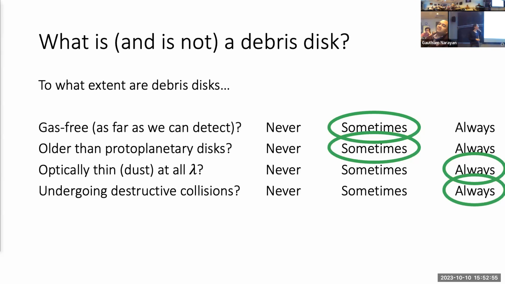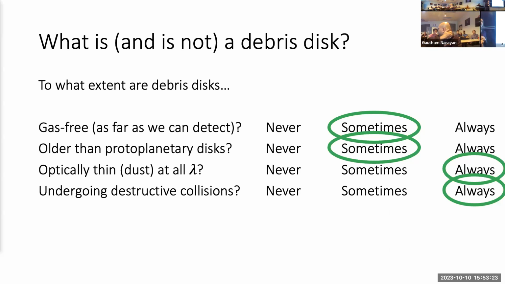So we basically think that the hallmarks that define debris disks are that they are optically thin at all wavelengths, and they're dominated by destructive processes, rather than protoplanetary disks, which might have some destruction going on, but overall you're building up planets and rearranging planetary systems. Whereas during the debris disk phase, the planetary system has already formed, and the dust that we see is generated through destruction of existing planetesimals.